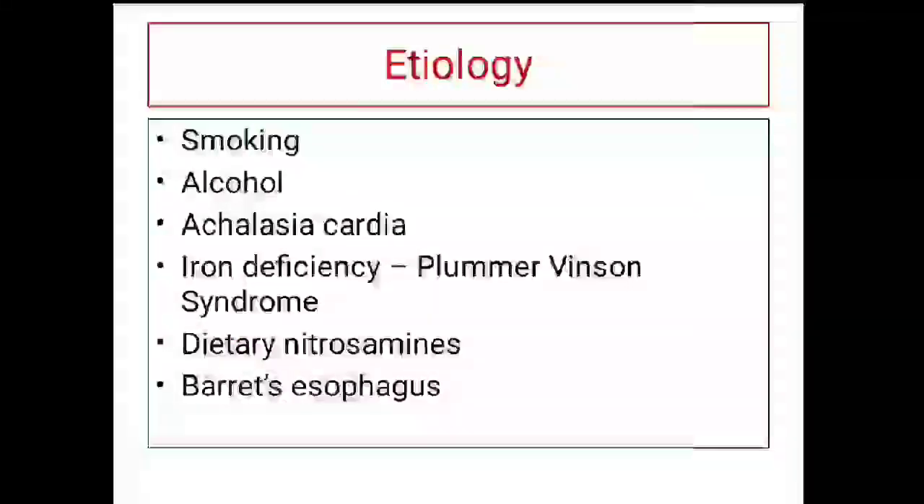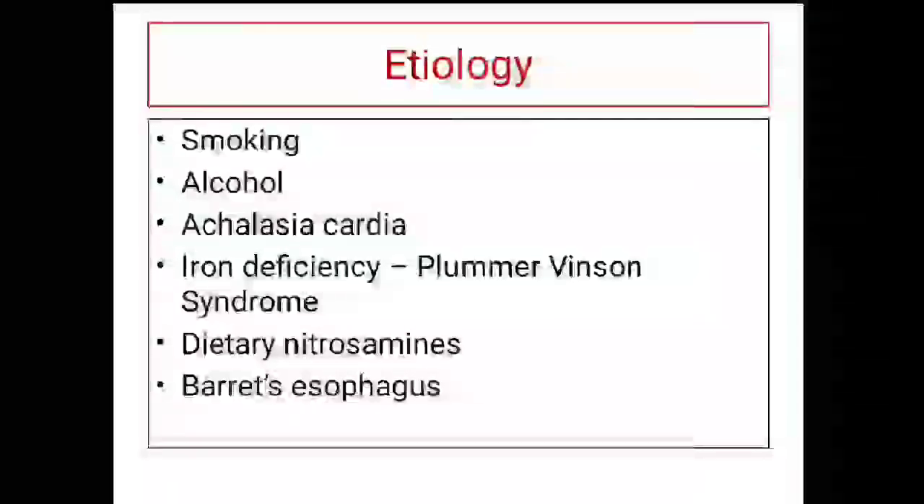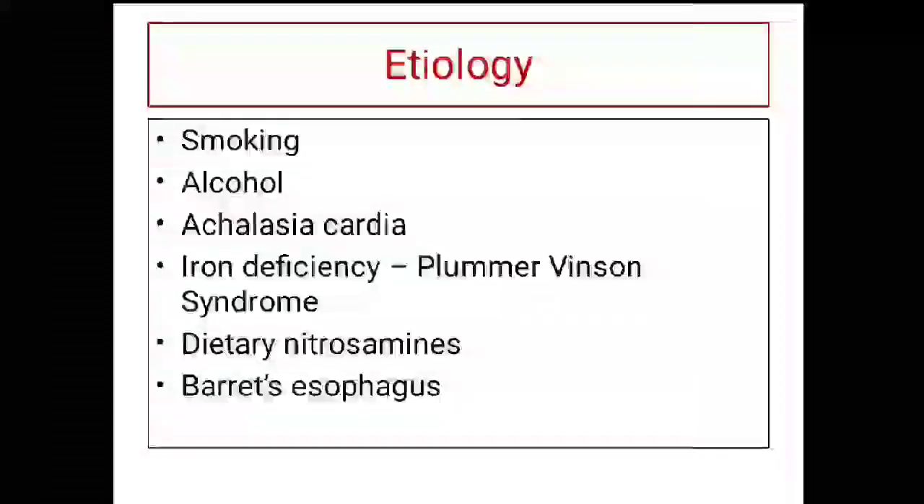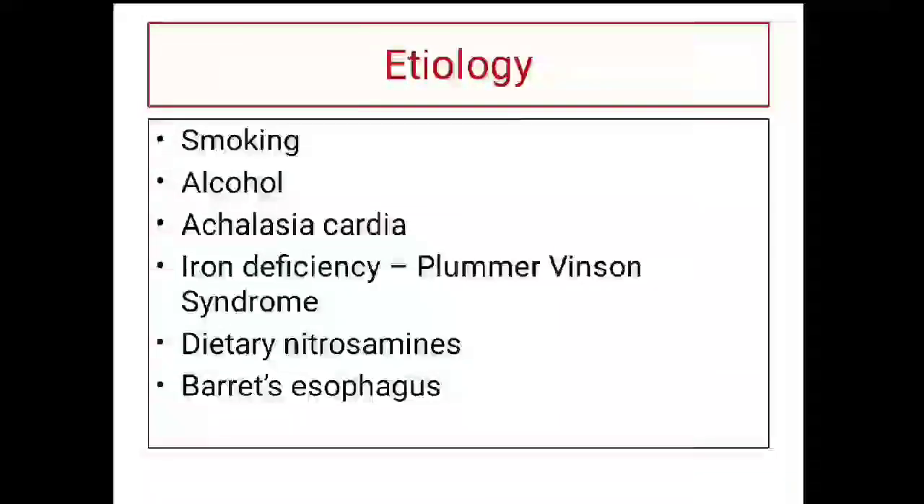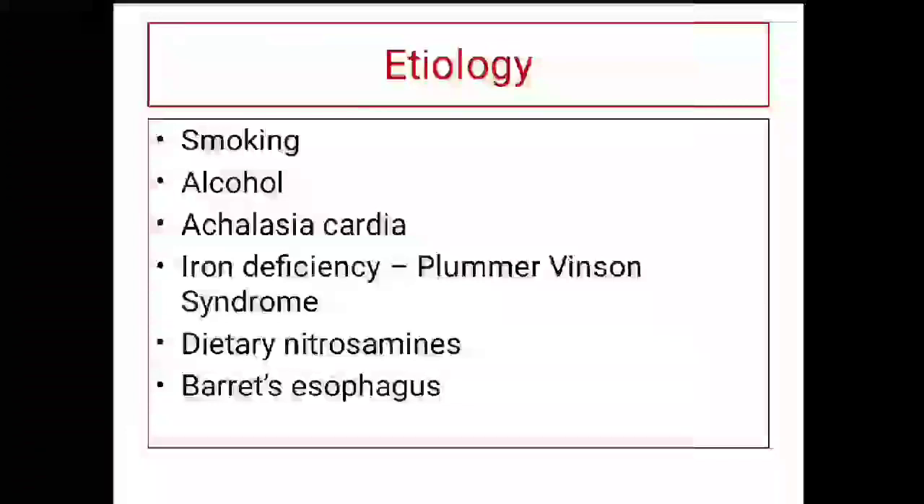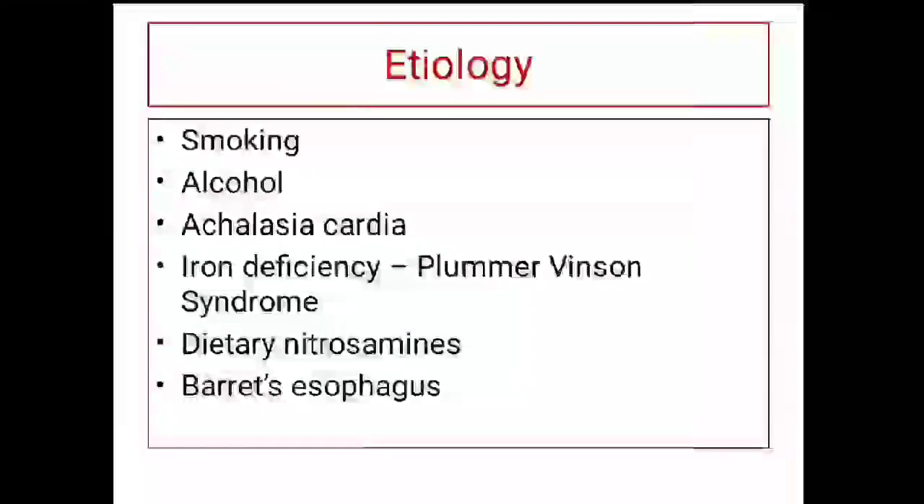Etiologies of esophageal carcinoma are varied. Common etiologies are smoking, alcohol, and even Achalasia cardia. Achalasia cardia, because of stasis of fluid and food, causes increased exposure of carcinogens to the mucosa of esophagus. This can predispose to esophageal cancer. Apart from that, Achalasia cardia can also cause increased incidence of reflux, increased risk of aspiration pneumonia, and stasis esophagitis. Coming back to the etiologies.